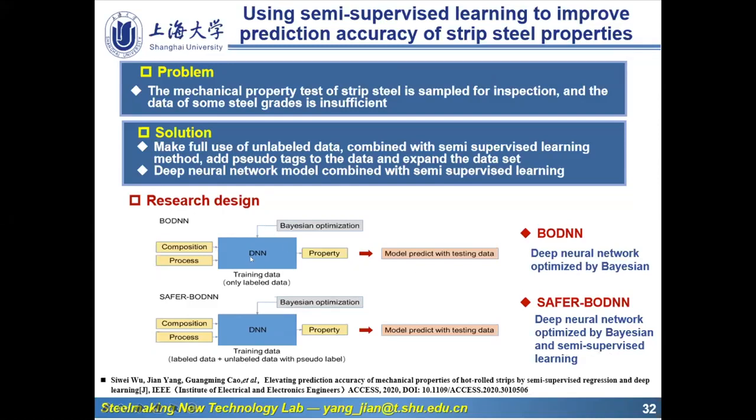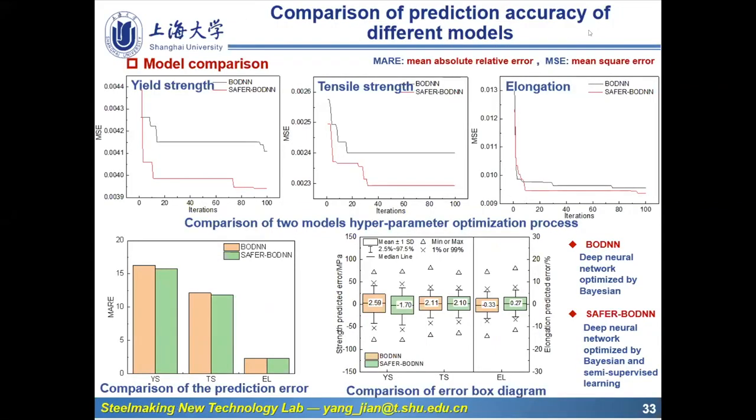In the Burden, we just use the training data, only the labeled data. In the Safer Burden, we use the training data, the labeled data, and the unlabeled data with the pseudo label. Here is a comparison of the prediction accuracy of the different models, using absolute relative error and the mean square error to evaluate which model is better. You can see the red one is Safer Burden. The error for the Safer Burden is lower than the Burden, the error box is smaller, and this arrow is also smaller. So this one is better.